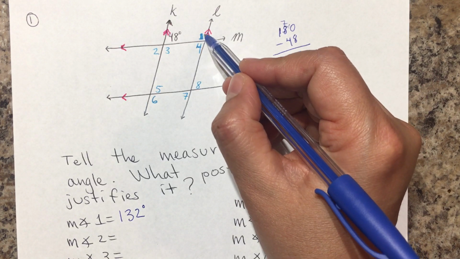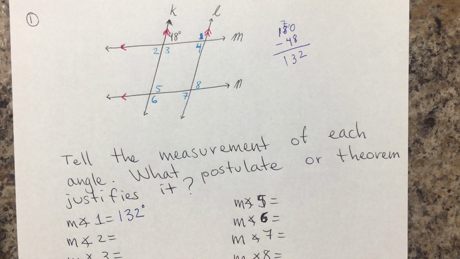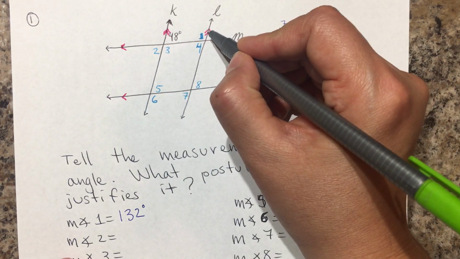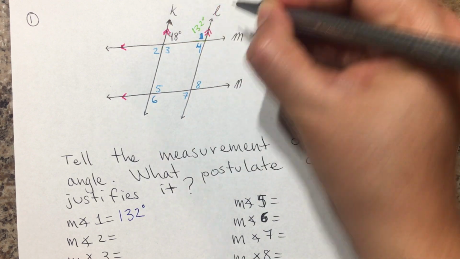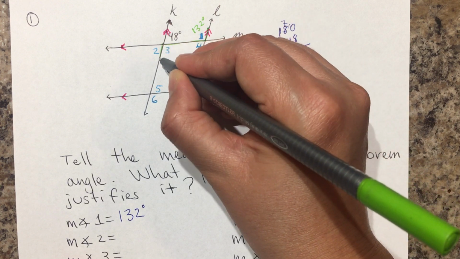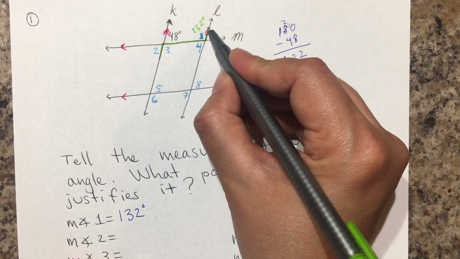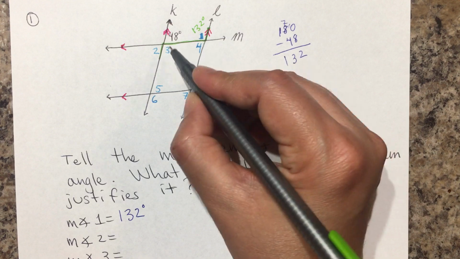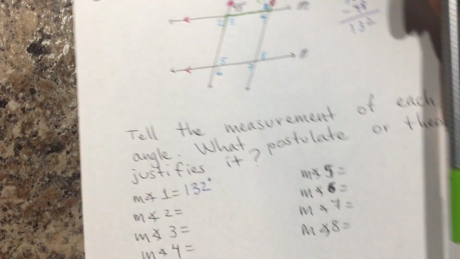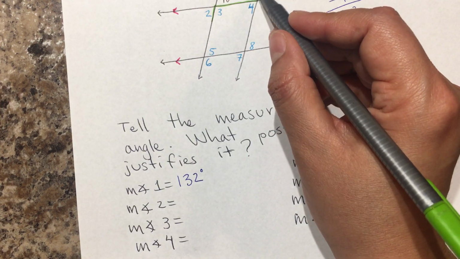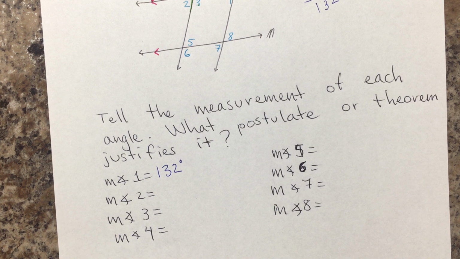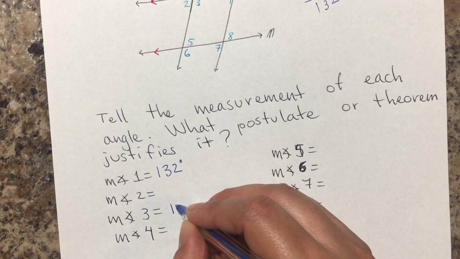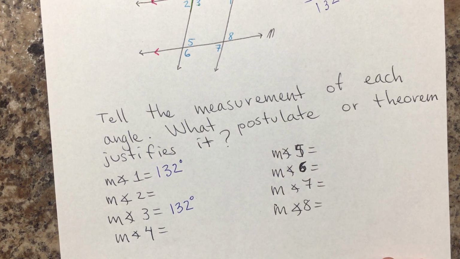Now in here, you can do different combinations. Now we have this one, which is 132. This is a Z, well, not backwards, but if you see it like this. Since this is 132 degrees, this is also 132 degrees. And that's for angle 3. I was going to put it in angle 2.